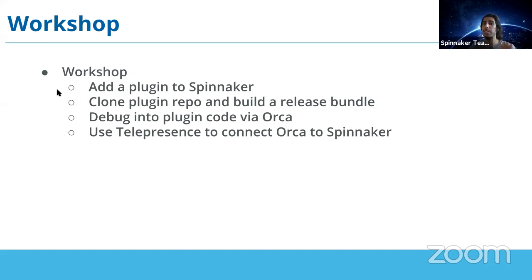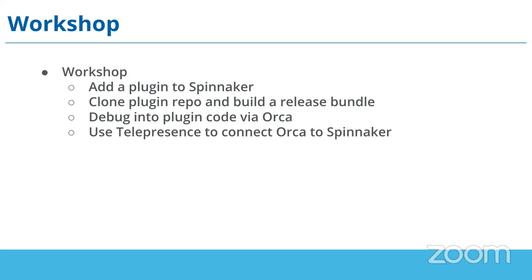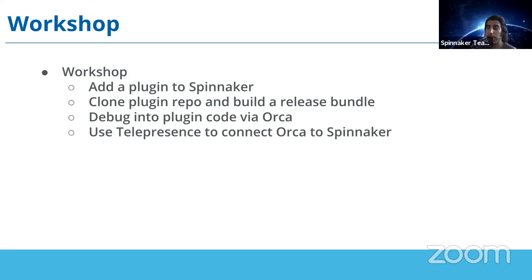So each step is going to be a little bit iterative. So the second part is we'll clone a plugin repo. That same repository, the same plugin we're adding to our Spinnaker installation, we're going to be just cloning that repo and then building it and doing the whole release process on our local host. So that'll be cool. We'll see kind of how the build system works.